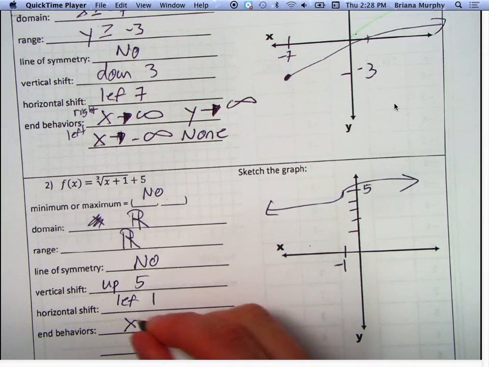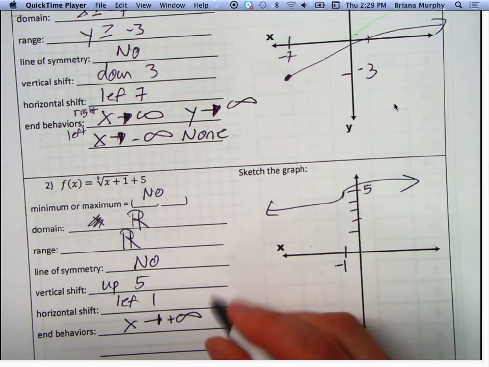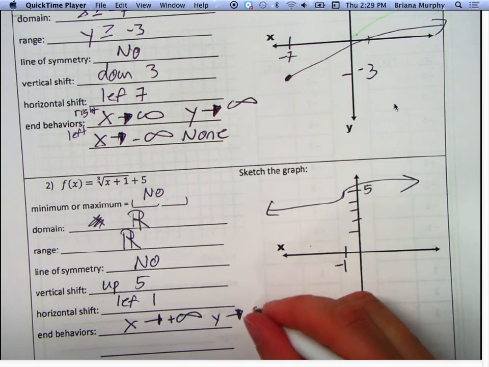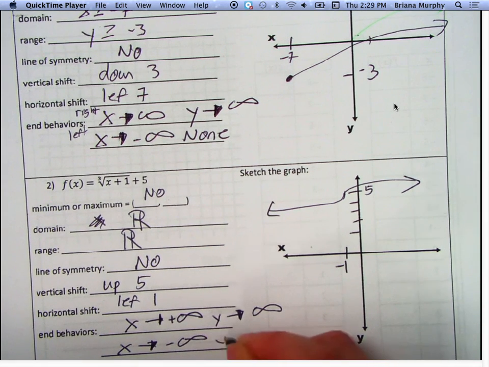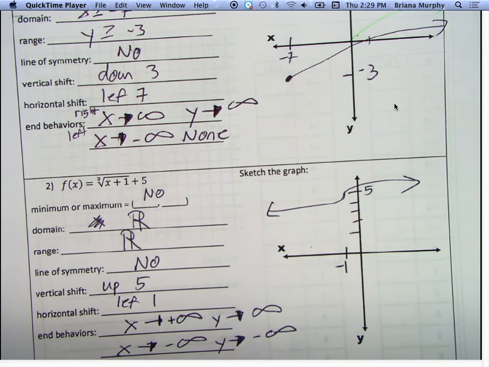As x approaches positive infinity, y approaches, y is going up, so infinity. As x approaches negative infinity, y approaches negative infinity, goes down. Let's look at it. On the right side, it's going up, so it's positive infinity, and the x is also going right, so it'll be positive infinity. But if the x is on the left side, it's going towards the negative numbers, so it'll be negative infinity, and the y is going down.